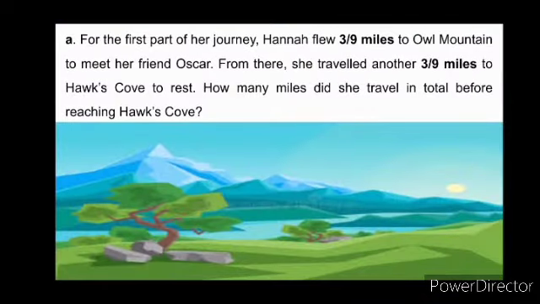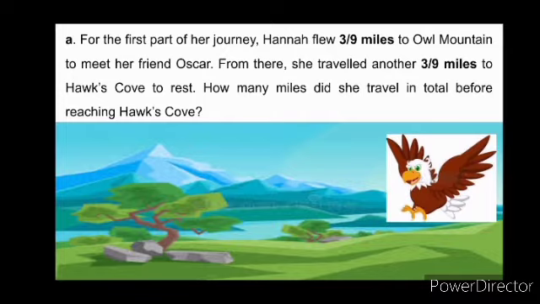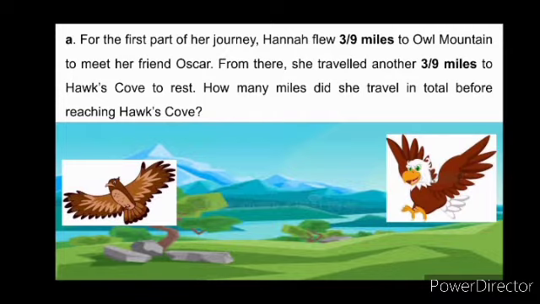We have here letter A. For the first part of her journey, Hannah flew 3/9 miles to Owl Mountain to meet her friend Oscar. From there, she traveled another 3/9 miles to Hawks Cove to rest. The question is, how many miles did she travel in total before reaching Hawks Cove? It is asking for how many miles in total. So what we're going to do is addition of fractions.